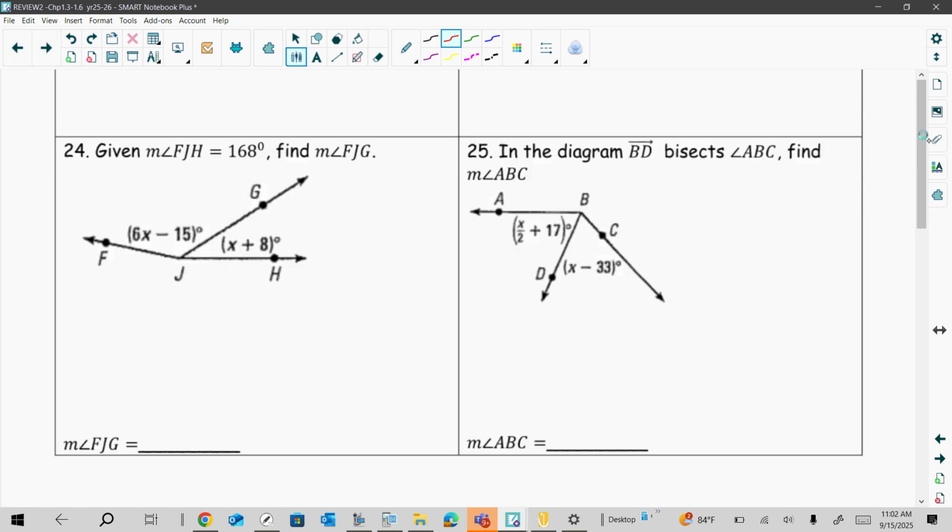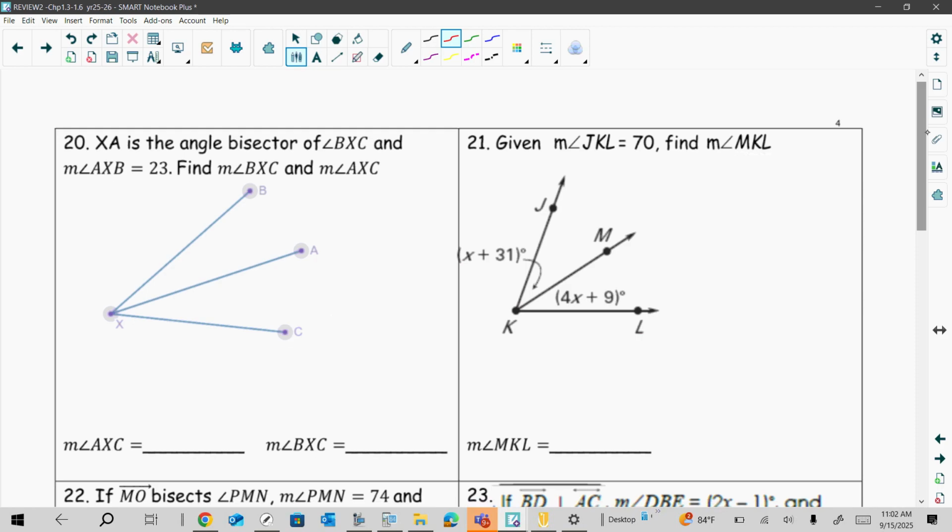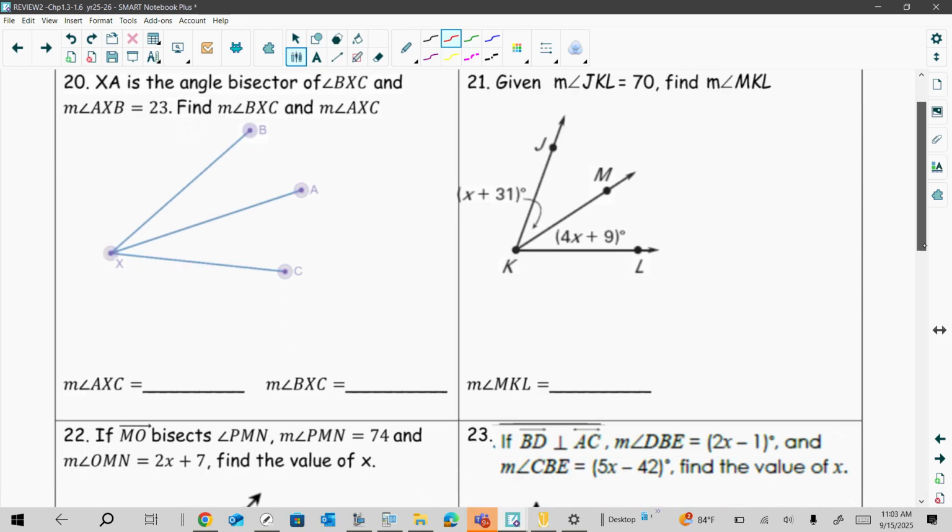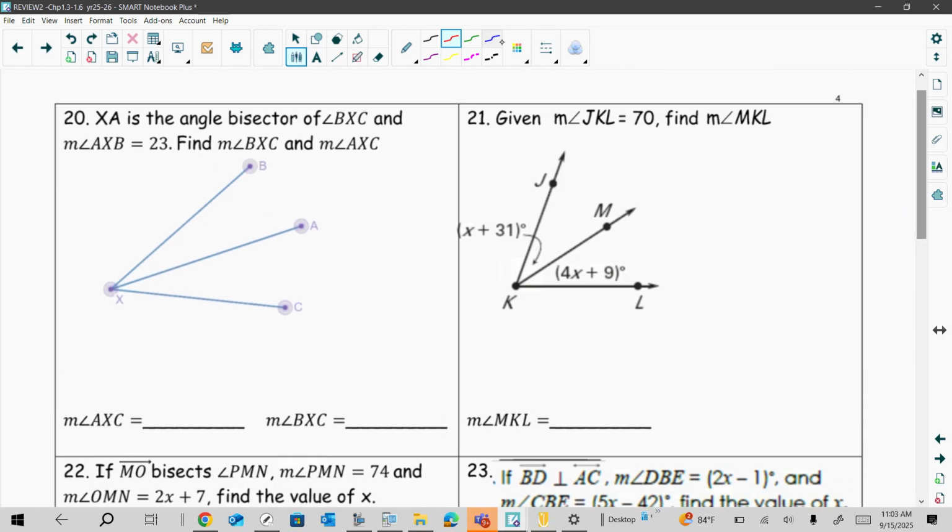19. All right, 20. 20 has another bisector. I'm not going to deal with that one. I'm going to go to 22 or 21. Okay, JKL is the whole angle. So they gave me the adjacent angles. So this should be part plus part equals whole.